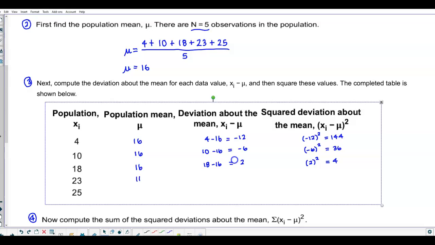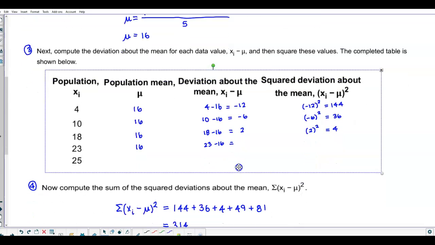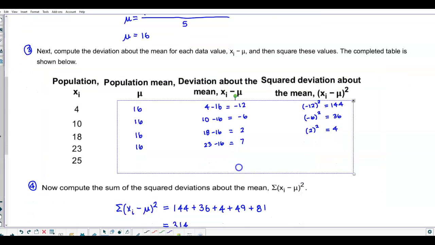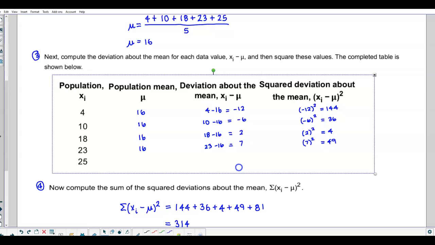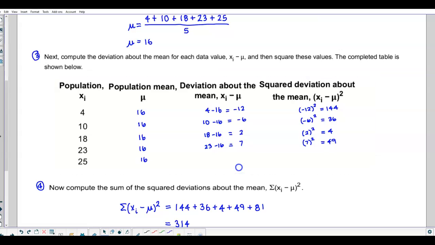And then again, the population mean is 16. We're going to take 23, subtract 16. And therefore, that's going to give us the value of 7. So 7 squared is going to give us 49. And then we have 16 again as the population mean. We're going to take 25 and subtract 16. That's going to give us 9. And if we take 9 and square it, then that gives us 81.